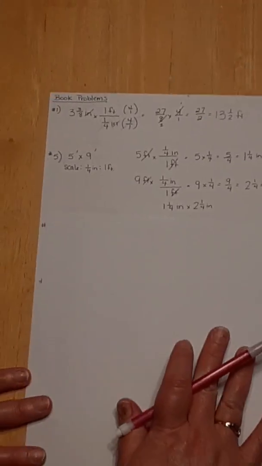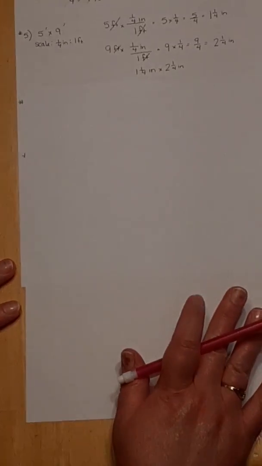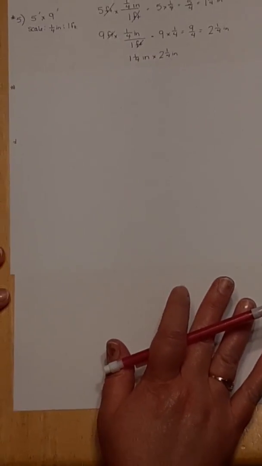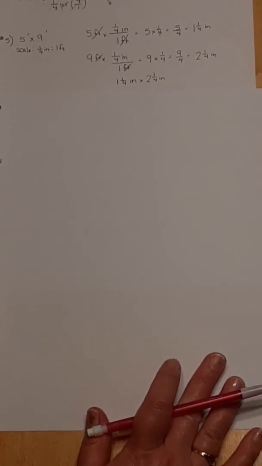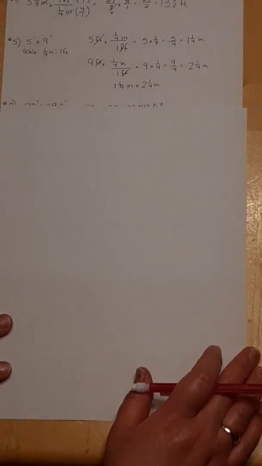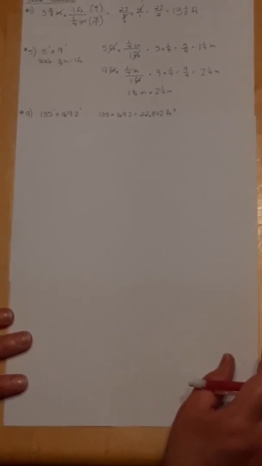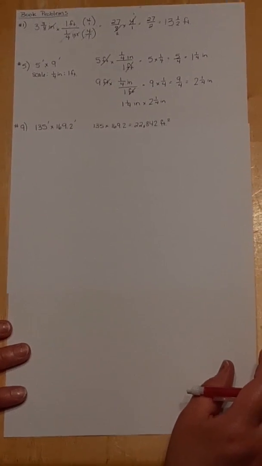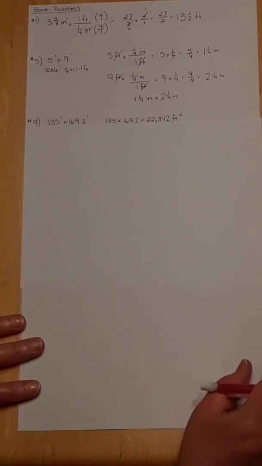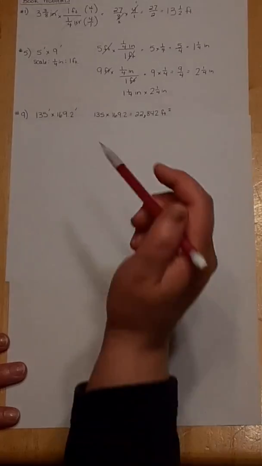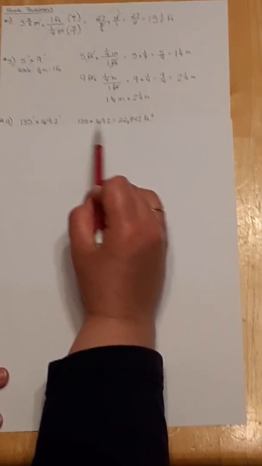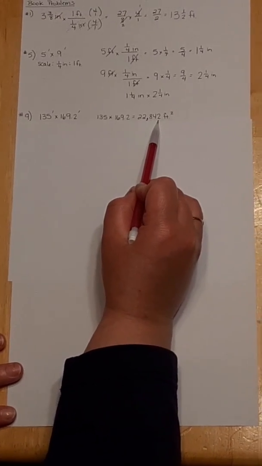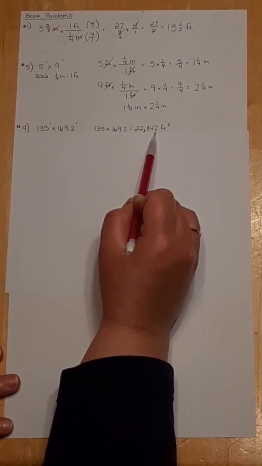Okay, number 9 in section B says to find the size in acres or hectares to the nearest hundredth of each rectangular lot. So we need to now work with our land. Here in my example, I have 135 foot by 169.2 feet. What do I need to do? I first need to find the area, so I'm going to multiply them together to get the area. And then I need to go ahead and use my scale.